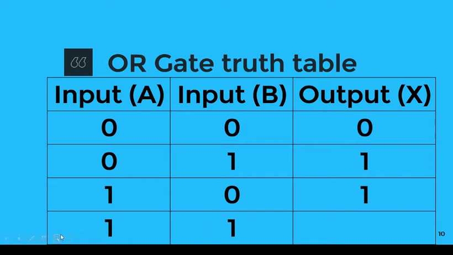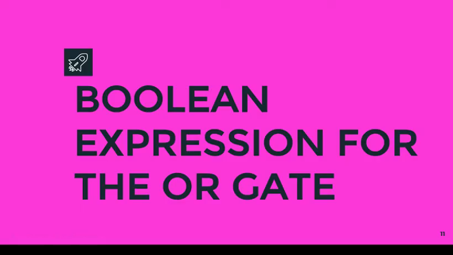But essentially what will happen is that when we have 1 and 1 at the input, we will get a 1 for the OR gate. And that's our truth table for the OR gate. So what we see is that once we have a single 1 in this case, or in this case, we will get a 1. Or once we have both 1s present at the input, we will get a 1. So anytime we have a 1 at the input of our OR gate, we will get a 1 at the output. So let's quickly look at the Boolean expression for the OR gate.